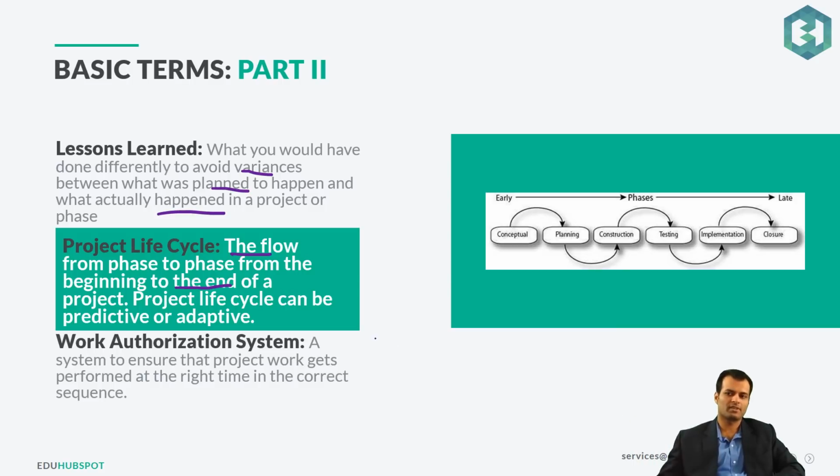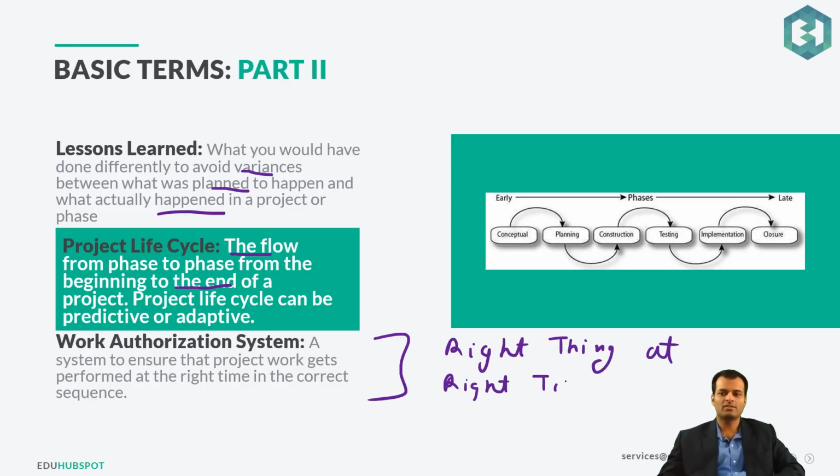Then we will use this term work authorization system a lot, which is a system to ensure that project work gets performed at the right time in the correct sequence. So basically, doing the right thing at the right time in the right format. That is your work authorization system.